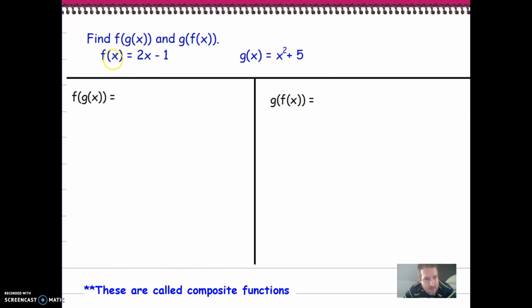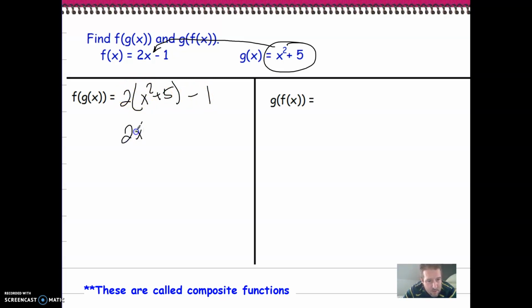Okay, so next step, find f of g of x and g of f of x. So f of g of x. Now we have functions. f of g of x means we're going to take all of this and plug it into the f of x function, plugging it in for x, because it's f of x, and this is replacing the x. So we now have 2 times x squared plus 5, and then subtract 1 on the outside. Distributive property, 2 times x squared is 2x squared plus 10 minus 1. Clean that up. We get 2x squared plus 9 is our answer.